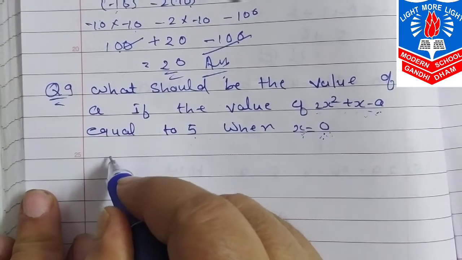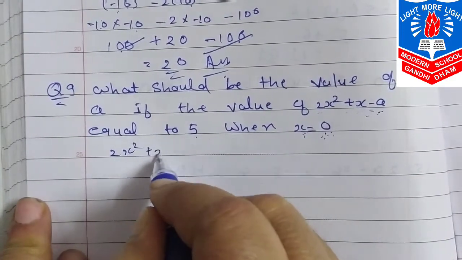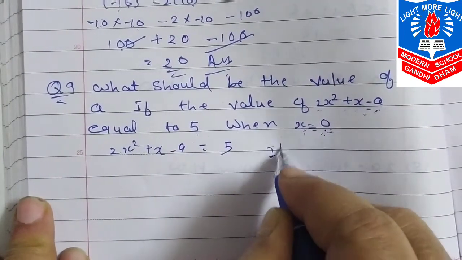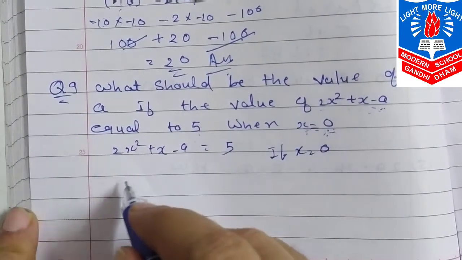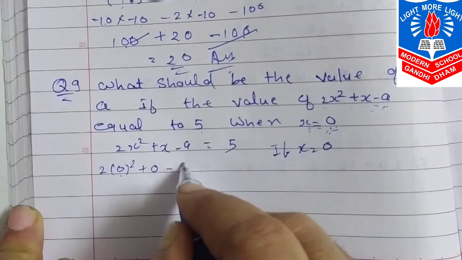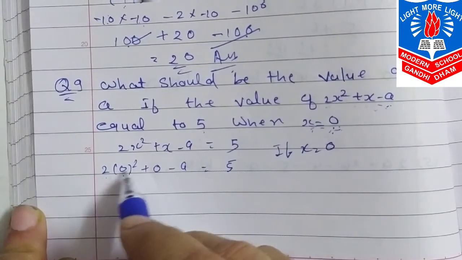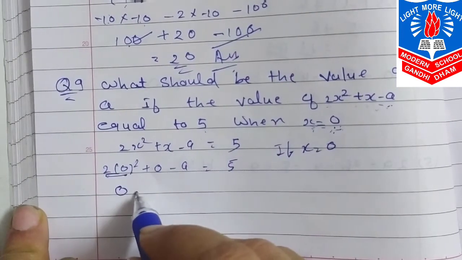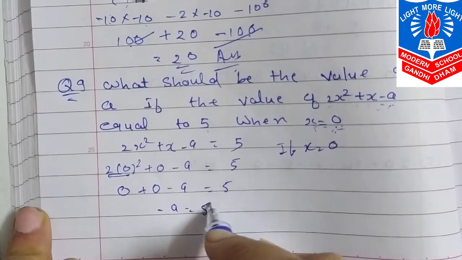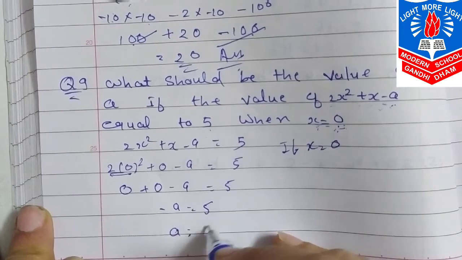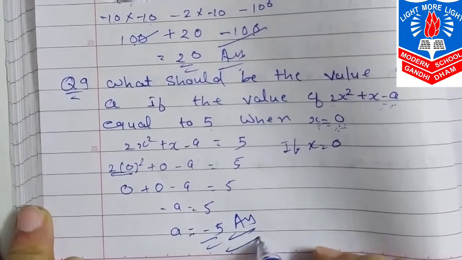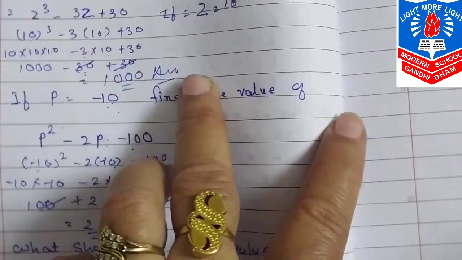First we write the expression 2x square plus x minus a, and its value is 5, and if x is equal to 0, so we keep the value of x as 0. 0 square plus 0 minus a is equal to 5. 0 came, so its terms value is 0 plus 0 minus a is equal to 5. So minus a is equal to 5. So the sign of a we give to 5. So a value is minus 5. That is our answer.